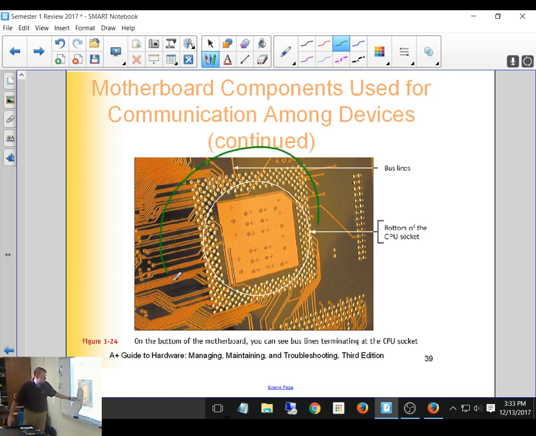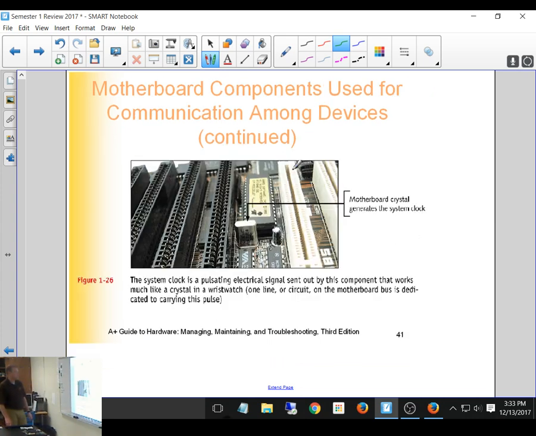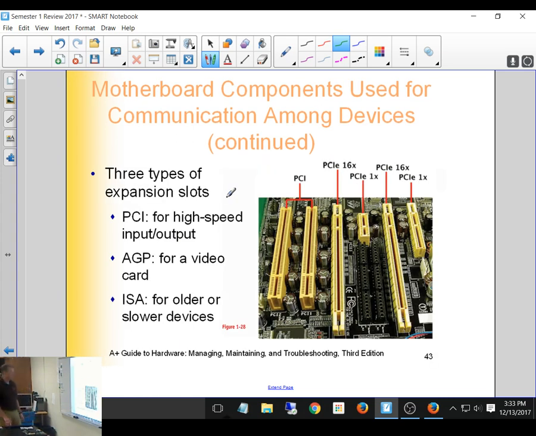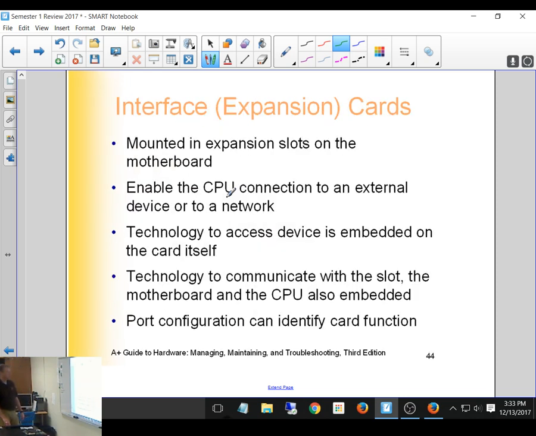This is the bottom of an older CPU socket, but you can see that all those wires terminate at the bottom of the CPU socket. And this is an older, but still decent picture of the actual system clock that sets the speed on a motherboard. We also have expansion card slots. We'll talk more about that when we get to the Chapter 4 section, but we should obviously know how to identify the different kinds of expansion card slots on our motherboard.